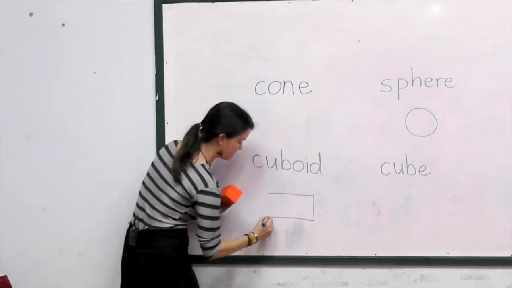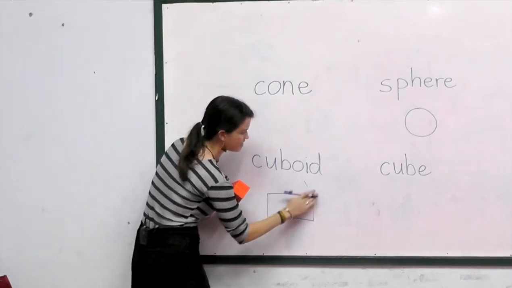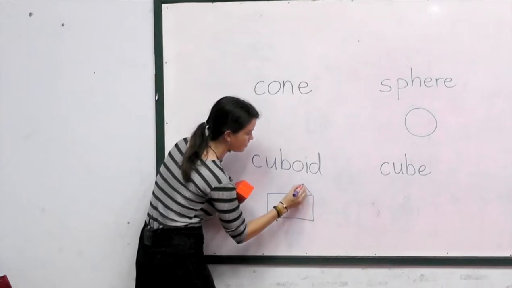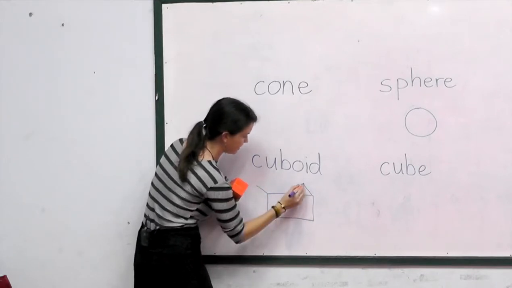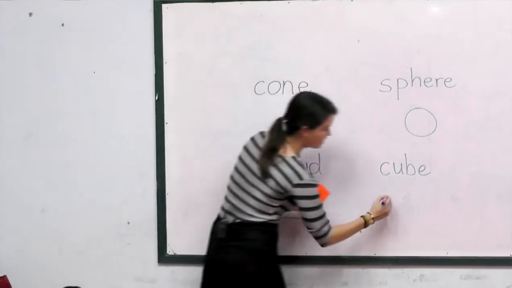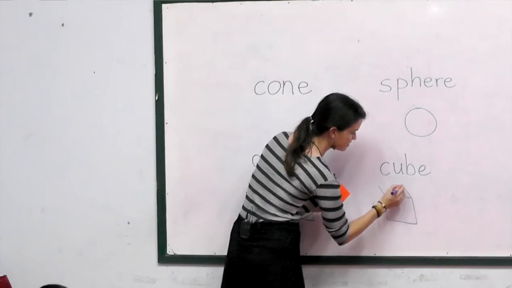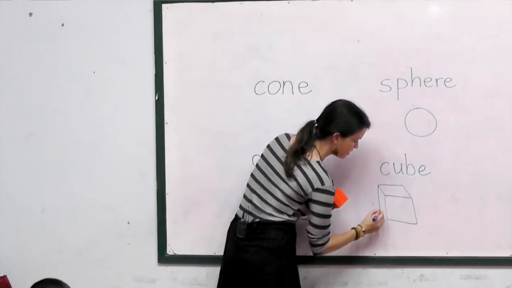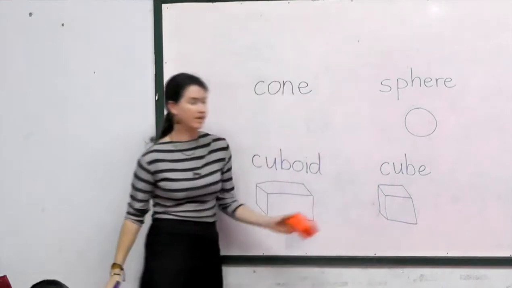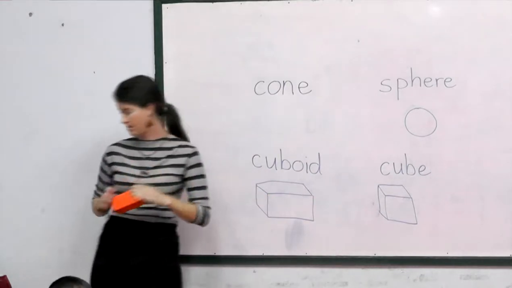Cuboid looks kind of like what shape? Kind of like a rectangle. What about a cube? What kind of shape does a cube look like? Like a square. Yeah. A cube is like a square box. A cuboid is like a rectangle box.